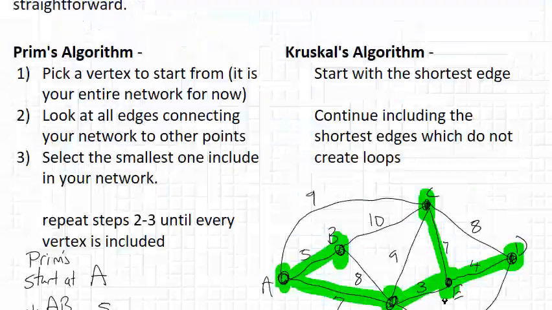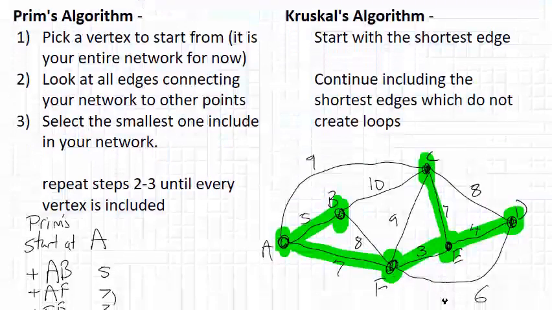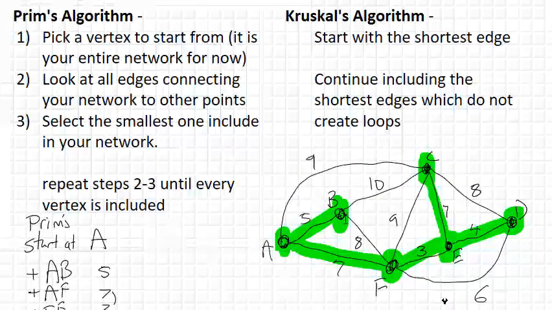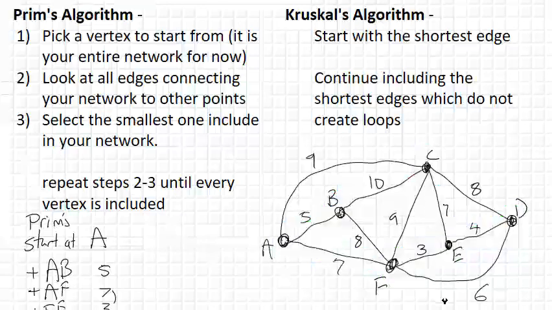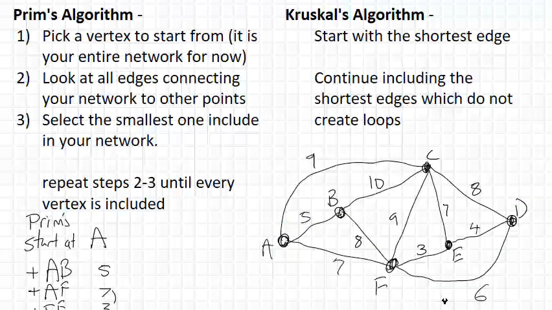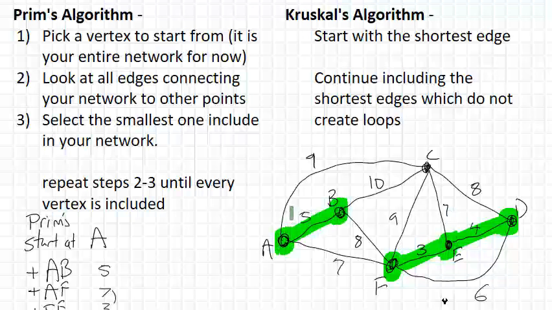Our alternative, and if I can use some magic of editing, so let's have a go at Kruskal's algorithm. This time we're going to look at it and we're going to say, well, which is the smallest edge at all? Well, it's this edge of length 3 going from F to E. We're then going to look for the next smallest edge that doesn't create a loop. Well, that's the 4 here. The next smallest edge is over here, AB with 5.